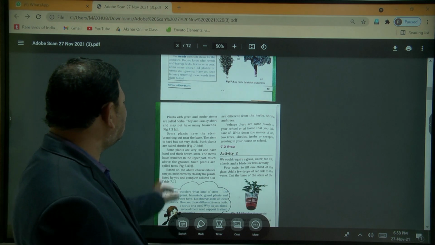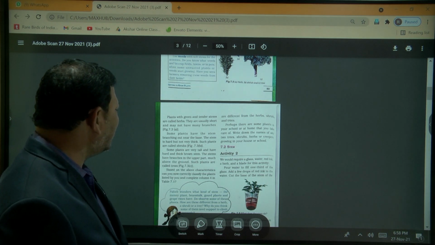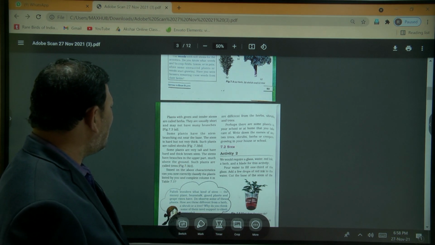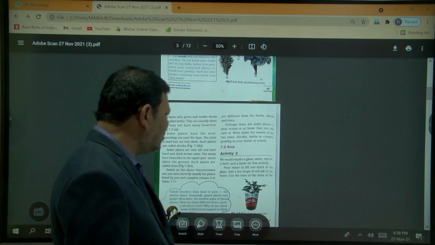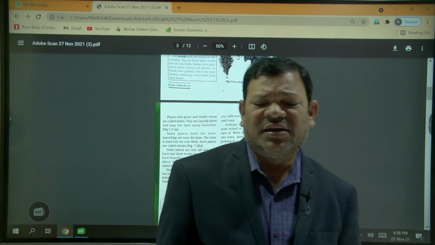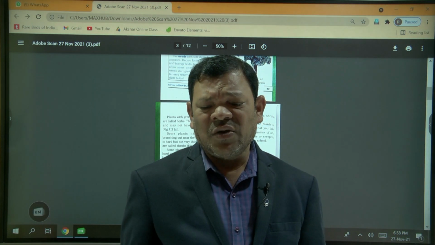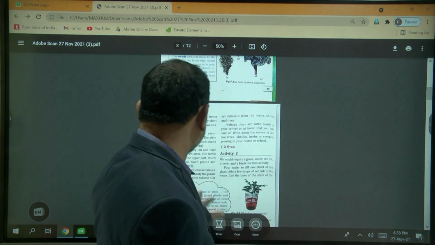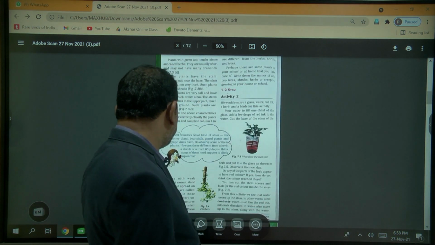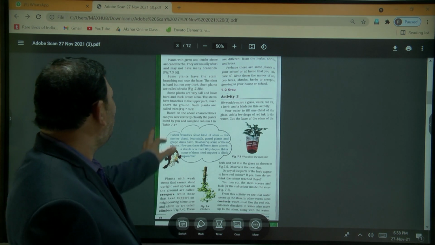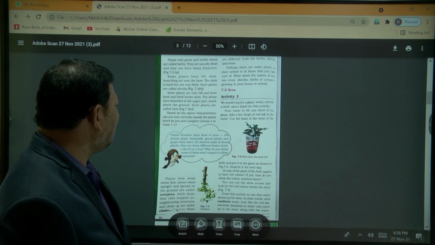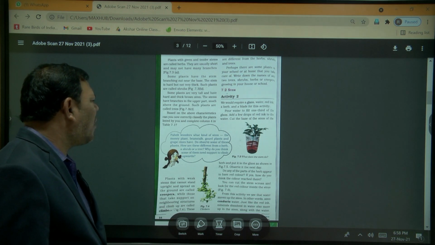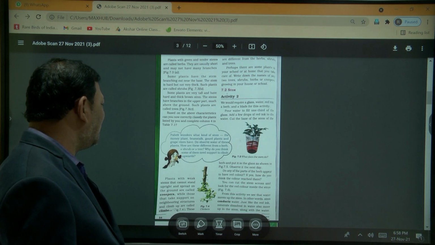Some plants are very tall and have a hard and thick brown stem. The stem has branches in the upper part, much above the ground. Such plants are called trees. So based on the characters, plants are classified into three types: herbs, shrubs, and trees. Now, based on the above characteristics, can you correctly classify the plants listed by you and complete column 4 in Table 7.1?